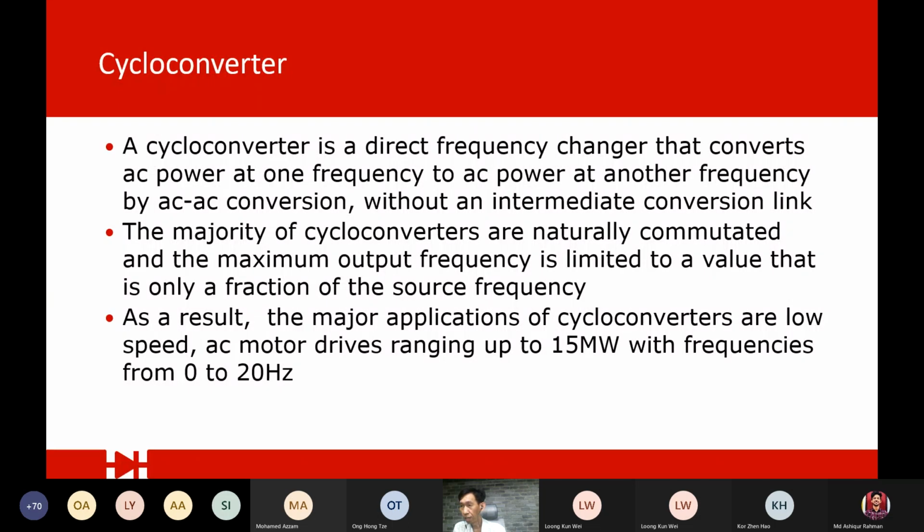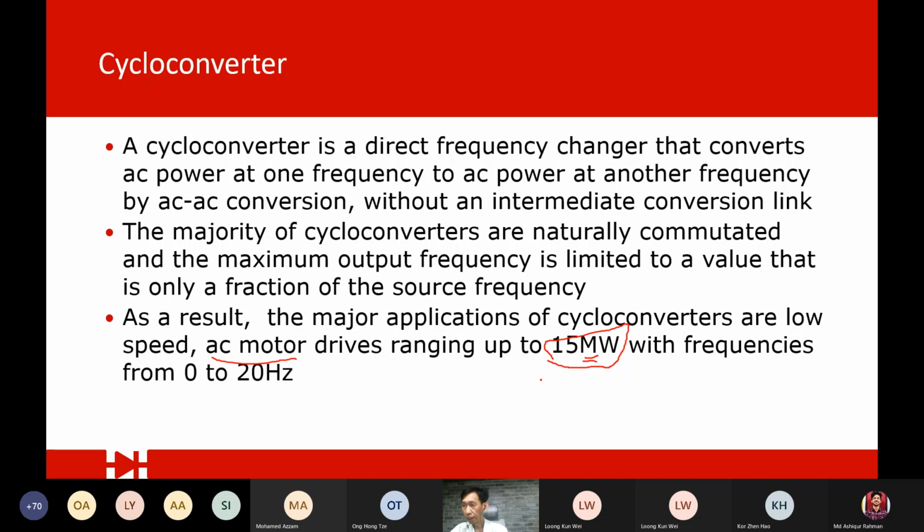Even in the old days, cycloconverters are usually used in very large machines. It's not applicable in very small machines. The major application is to control AC motors, up to 50 megawatts. If you are talking about a 1 kilowatt motor, roughly 1.5 kilowatt is roughly 1 horsepower. So this is megawatt, and you won't see many of these in the market because it's designed for large applications.